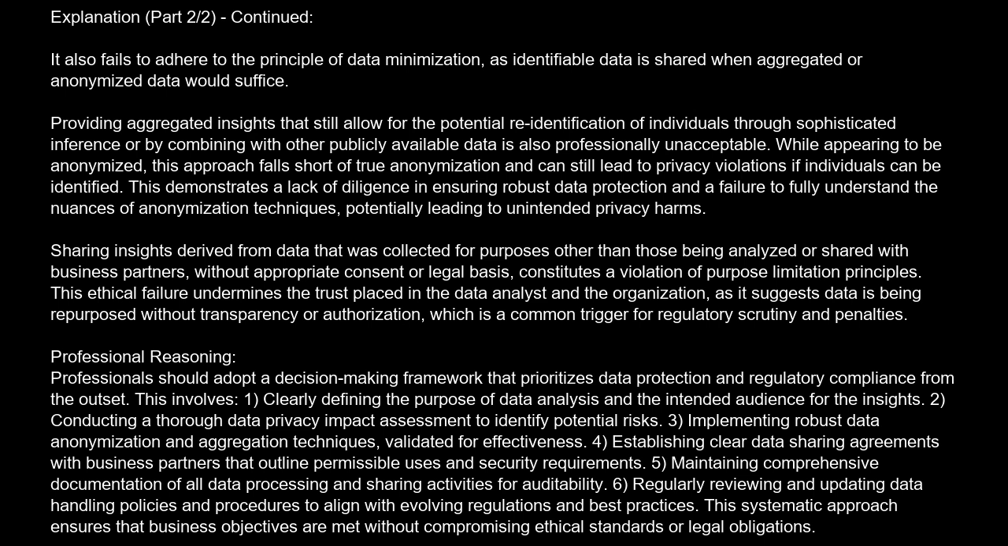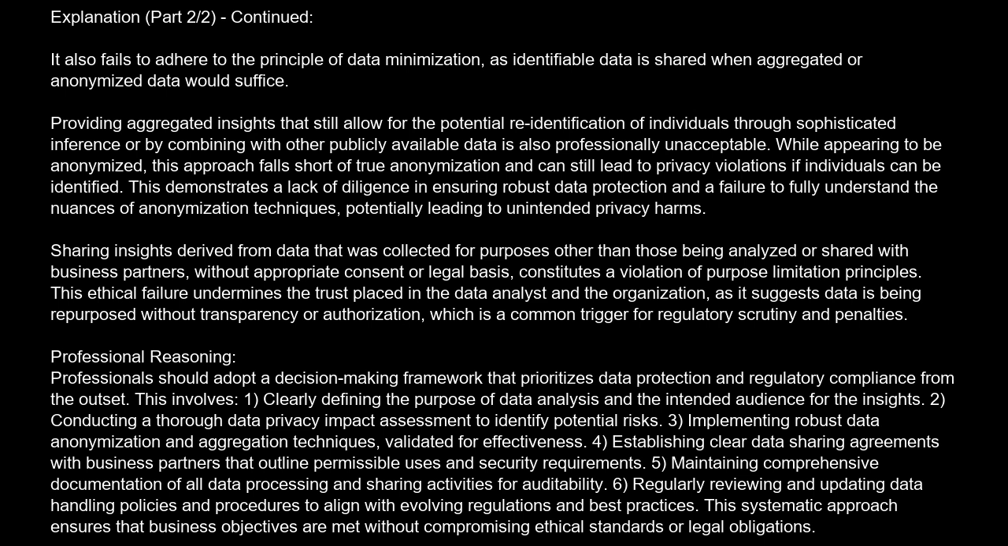Sharing insights derived from data that was collected for purposes other than those being analyzed or shared with business partners without appropriate consent or legal basis constitutes a violation of purpose limitation principles. This ethical failure undermines the trust placed in the data analyst and the organization, as it suggests data is being repurposed without transparency or authorization, which is a common trigger for regulatory scrutiny and penalties.